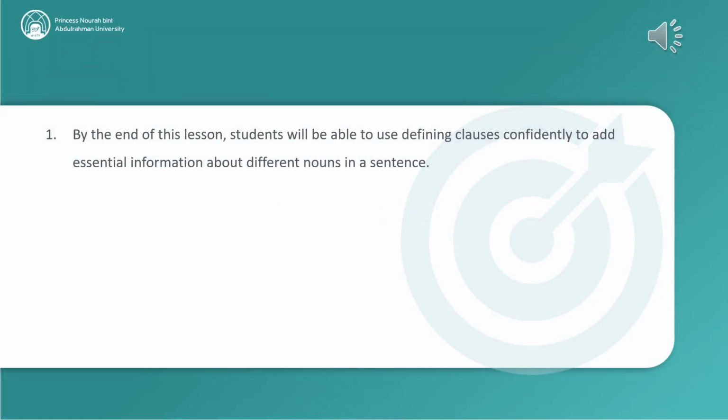By the end of this lesson, you'll be able to confidently use defining relative clauses in your own sentences to give essential information about people, things, and places.